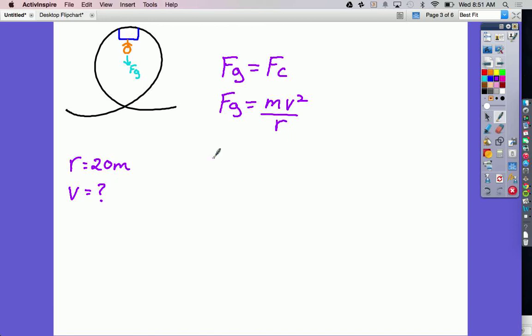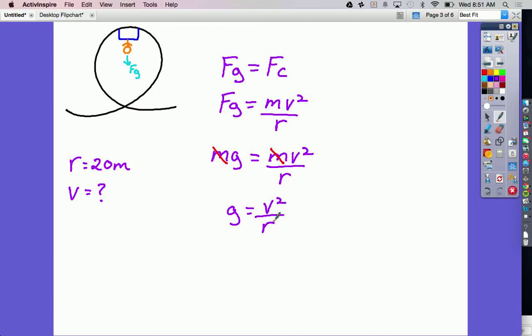Force of gravity is mg. The right side remains unchanged at mv squared over r. And my m's divide out. And that makes sense. There aren't scales right before you get onto a roller coaster to make sure that you're not too heavy or too thin to ride the ride.